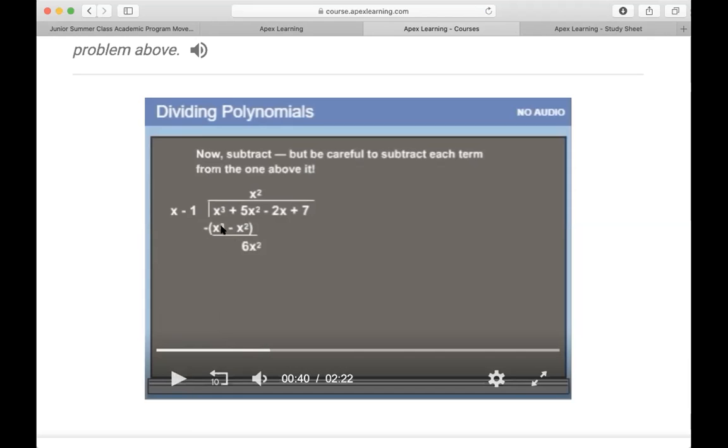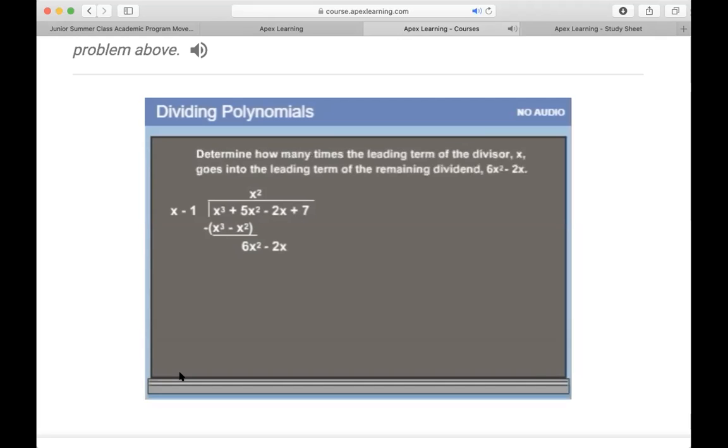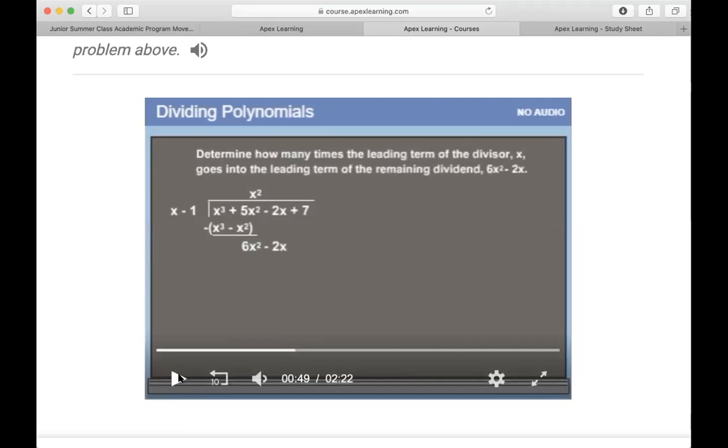So I end up actually having 5x minus negative 1x squared, so plus a 1x squared. That gives me 6x squared. Then I look at bringing down my next term there. The reason is because I have 2 terms here, so I have to make sure I bring down that second term.